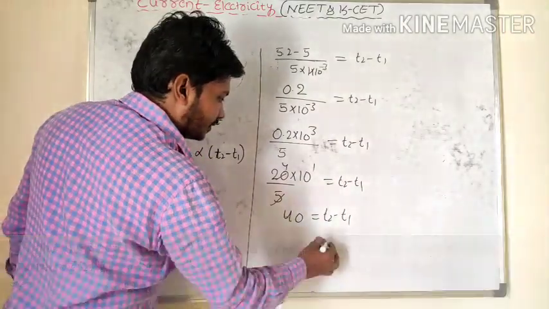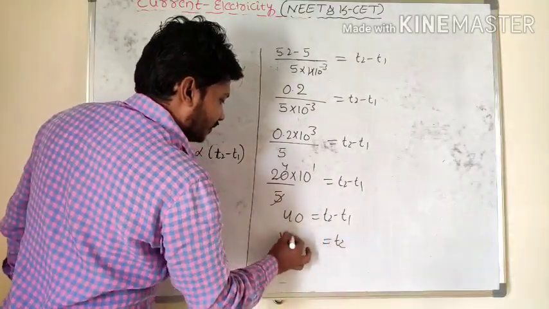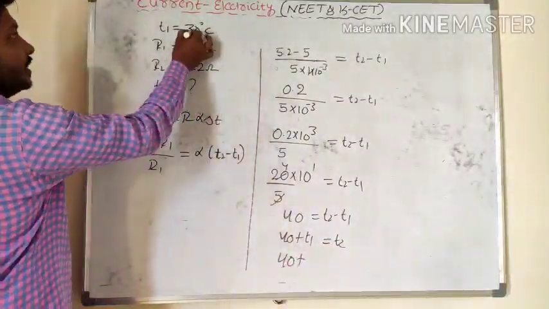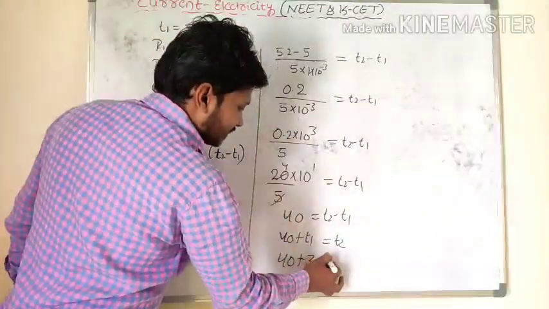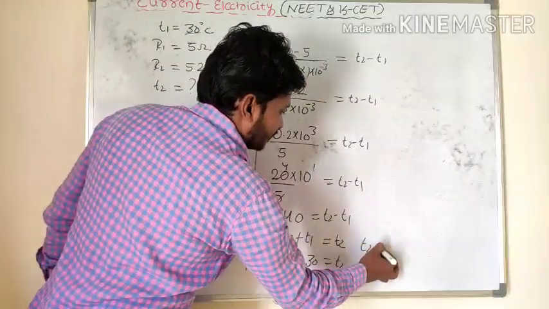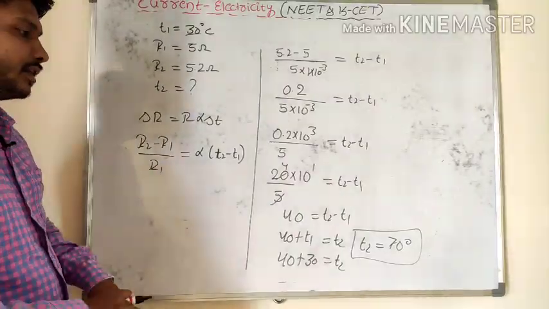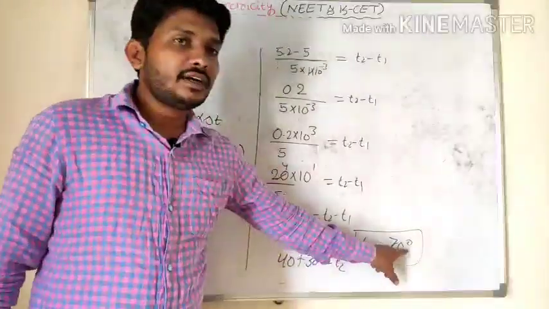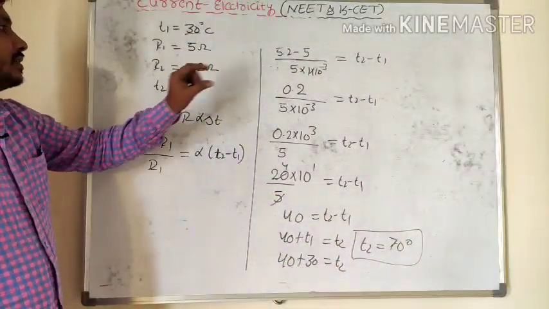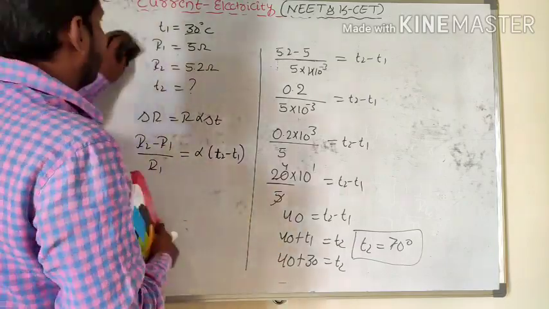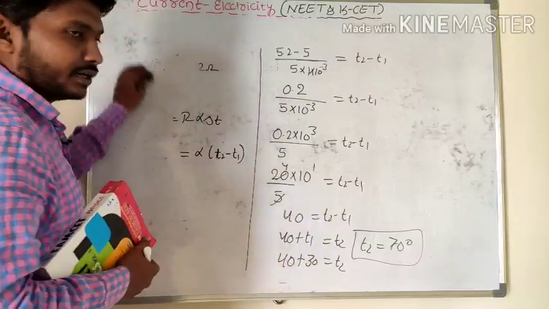T2 is equal to what? So T2 is equal to 40 plus T1. 40 plus, what's the initial temperature? 30 degrees Celsius. Then T2 is equal to how much? 70 degrees Celsius. What is that final temperature? If the temperature becomes 70 degrees Celsius, then the resistance becomes 5.2 ohm here. Okay, we'll look at the next one.